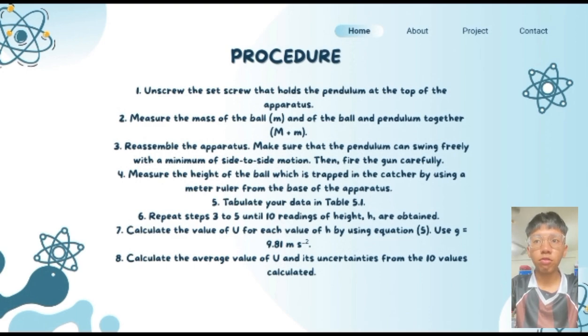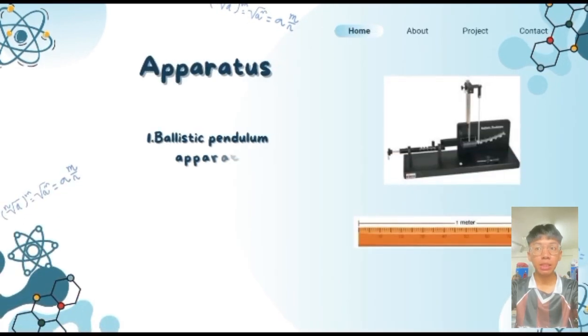Repeat steps 3 to 5 until 10 readings of height are obtained. Calculate the value of u for each value of height by using the equation. Use g equal to 9.81 meters per second squared. Calculate the average value of u and its uncertainty from the 10 values calculated. The apparatus that we use in this experiment is the ballistic pendulum apparatus and a meter ruler.